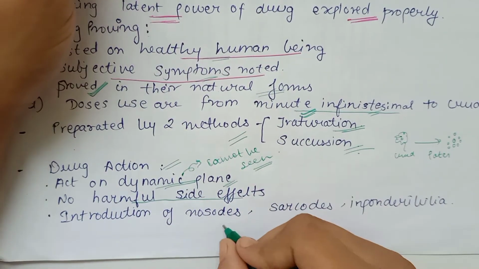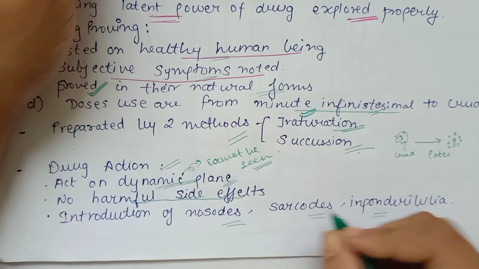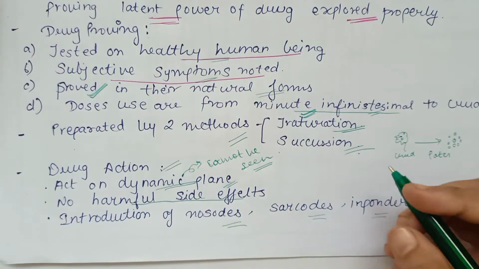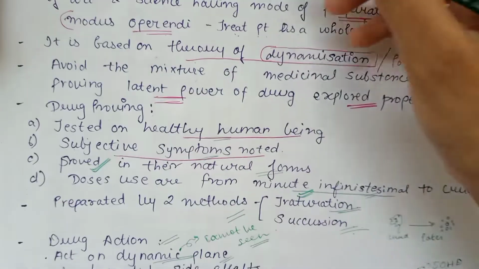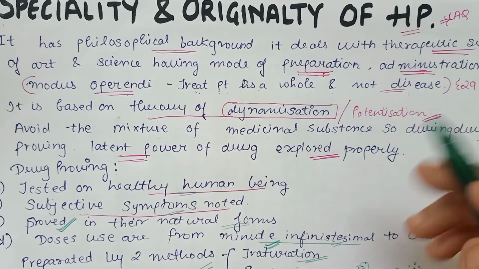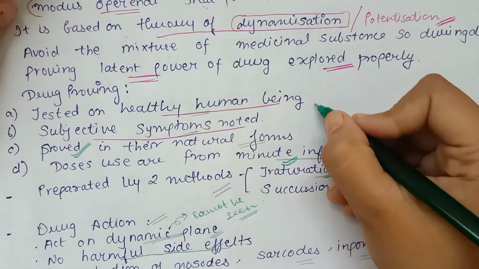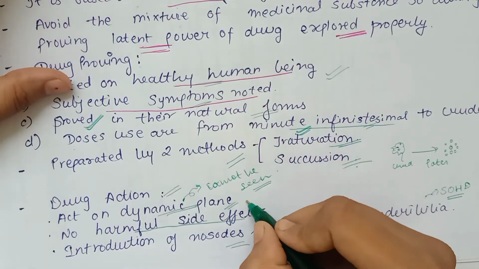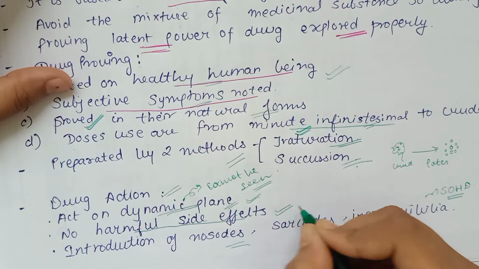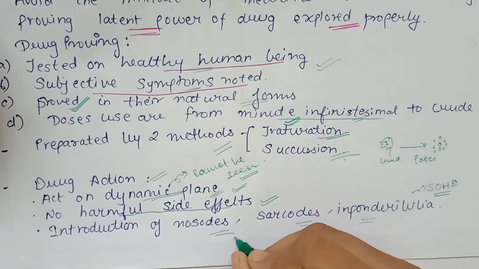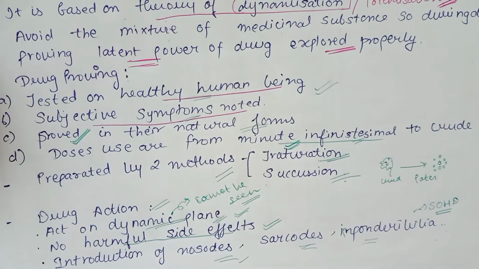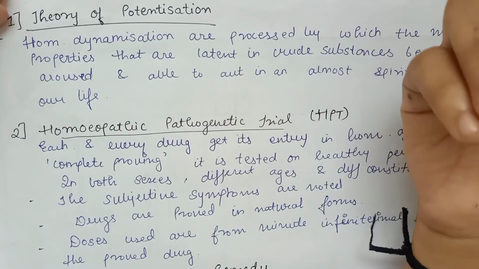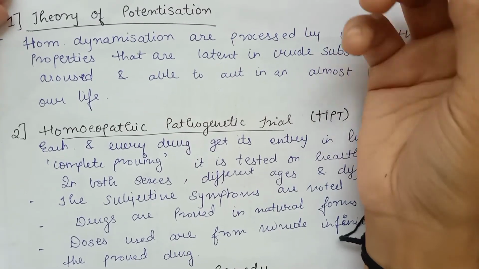Okay, introduction of nosodes and sarcodes, imponderabilia are new introductions. Okay, ये हम sources of homeopathic drugs में देखते हैं. So this is the speciality and originality of homeopathic pharmacy. Okay, कि वो healthy human being पे test किया गया है. फिर उसका drug action कैसा है, dynamic है, it has no side effects. फिर nosodes, sarcodes और imponderabilia उसमें newly introduced हुआ है. Okay, now which we have to cover while explaining the speciality and originality of homeopathic pharmacy.